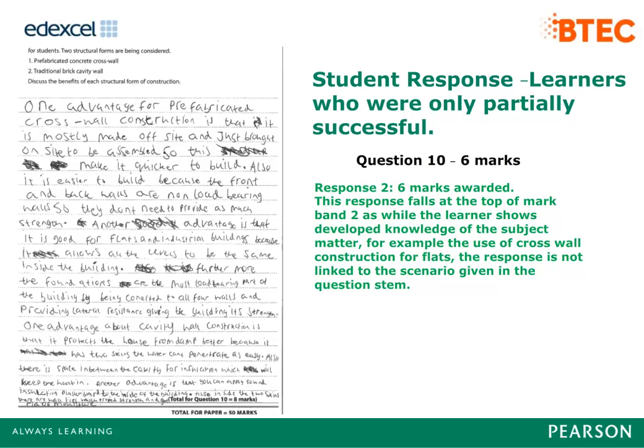Response 2. 6 marks were awarded. This response falls at the top of Mark Band 2, as while the learner shows developed knowledge of the subject matter, for example, the use of cross-wall construction for flats, the response is not linked to the scenario given in the question stem. In order to move into Mark Band 3, the response needs to be linked more closely to the scenario, and there is the potential to further develop the commentary in relation to traditional brick cavity wall.